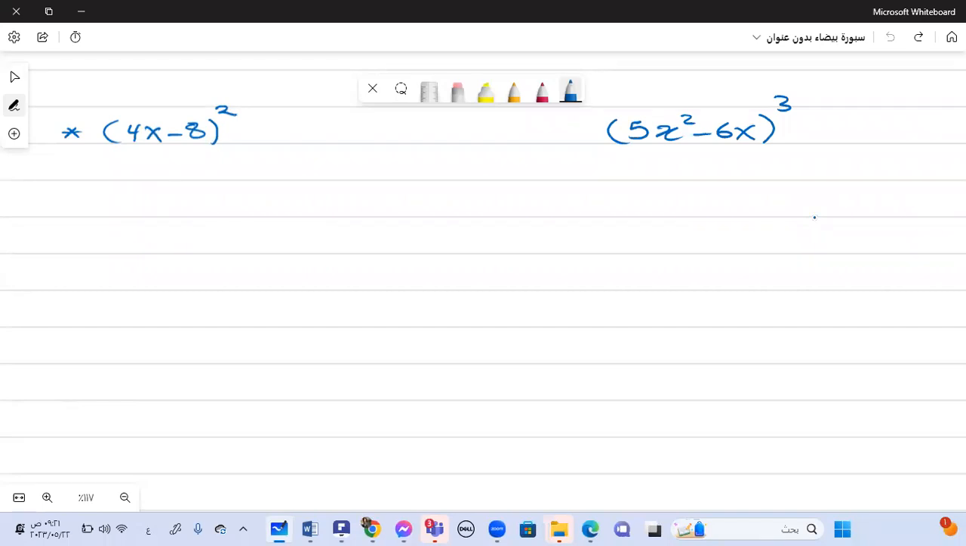If we have any bracket with power and I want to find the derivative for this equation, we should use the chain rule. What is the chain rule? Any bracket with power, I am supposed to do 2 steps. Drop the power, so it will be 2, and 4x minus 8. Drop the power and subtract 1. Look at the board, Gigi.